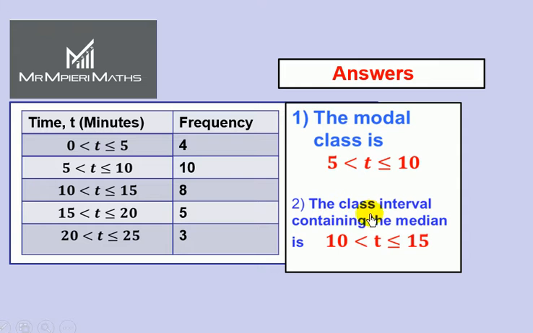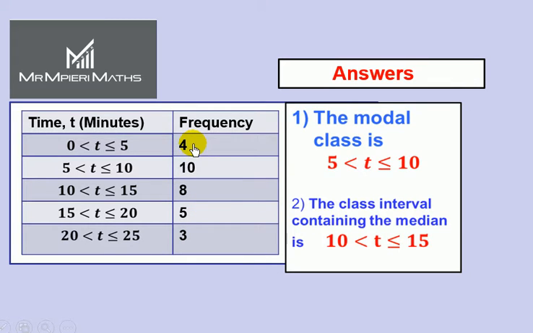Now, the class interval containing the median. If you remember from the previous session, in this video we used two different methods to find the median. One of the methods was the type we use here now, where you add up the total frequencies. 4 add 10, 14, add 8, 22, add 5, that gives you 27, add 3, that gives you 30. So the total frequency is 30. So I'm going halfway. Halfway is 15.